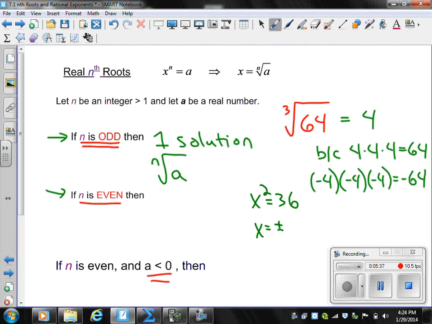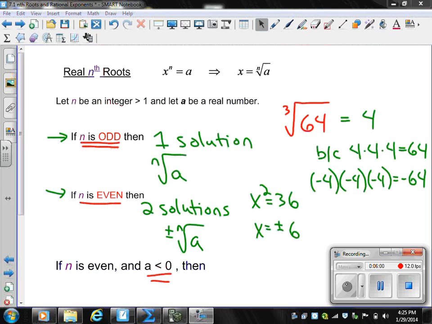If our index is even. So that's actually the case for every time our index is an even number. So we get two solutions, and we say that we get plus or minus the nth root of a.